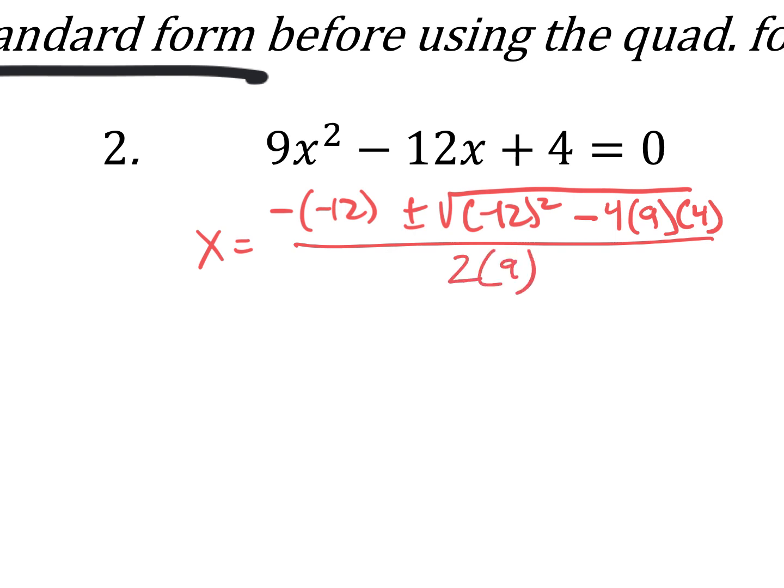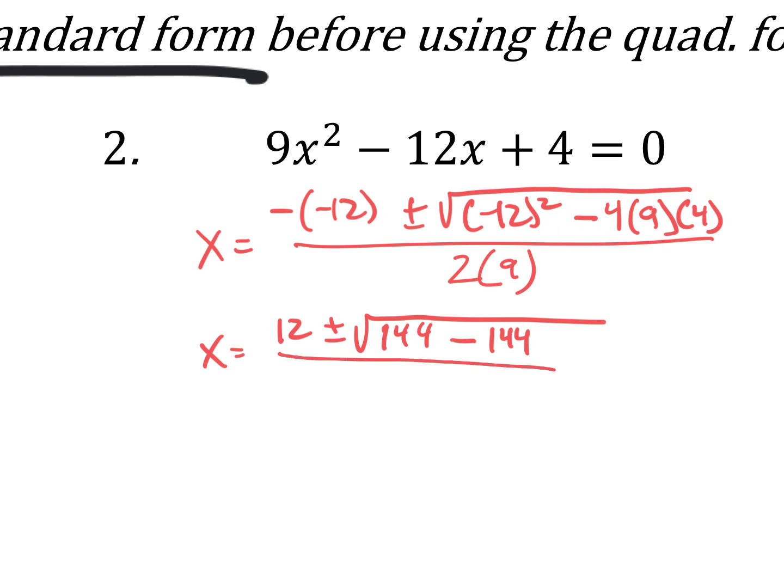Again, take the time to write it out. And we end up with 12 plus or minus the square root of 144. Again, this will always be a positive number. You'll never, ever have a negative here. If you've got a negative here, you did something wrong. But here we have 4 times 4 is 16, times 9 is 144, and really negative 144, because that negative there is a minus sign.